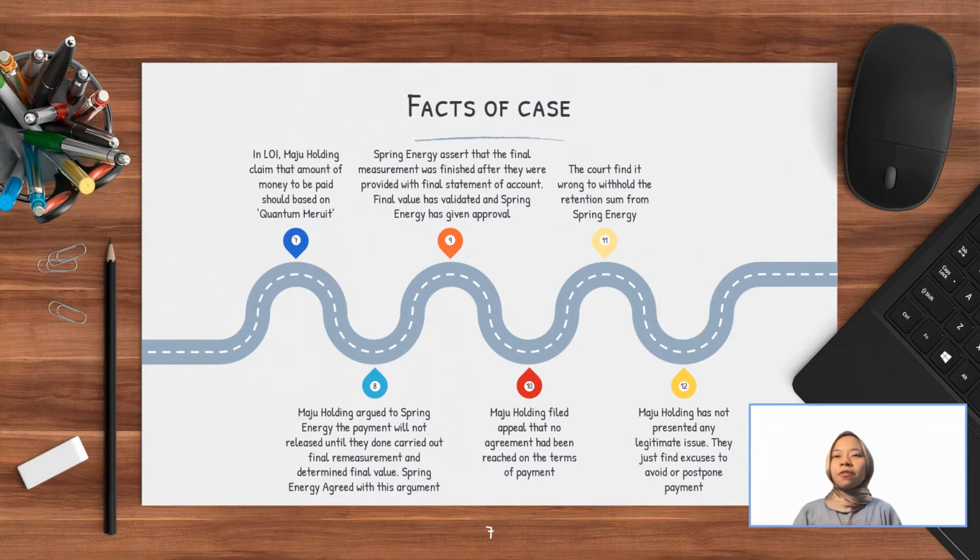However, the court found it wrong to withhold the retention sum from Spring Energy because the purpose of the sum was to ensure that the works were finished in their entirety, and it is clearly shown that Spring Energy has completed the work as stated in the contract. In a nutshell, the court has concluded that Maju Holdings has not presented any legitimate issue. They just find excuses to avoid or postpone payment. That's all for the facts of the case. Next, I will pass to the next presenter, which is Naqib.